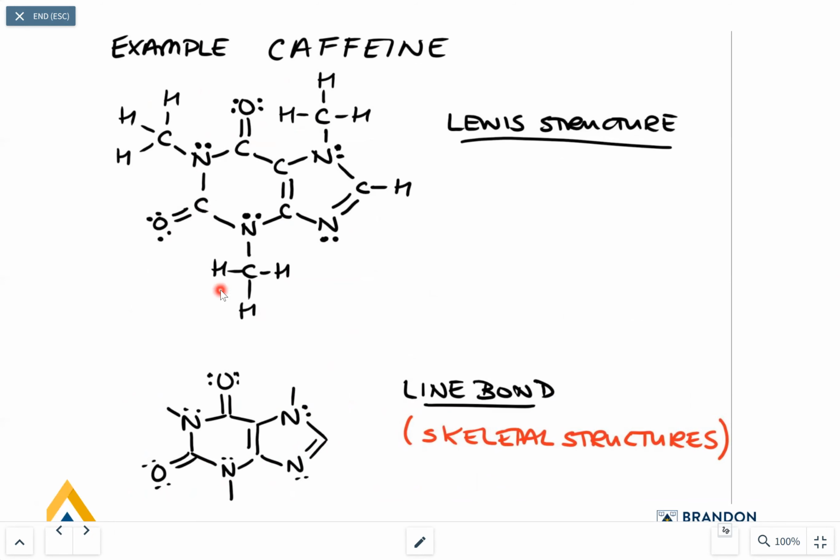And so the line bond structure, this carbon would represent this carbon here. It's bonded to a nitrogen, so you draw that. One of the things you'll notice is that every atom that isn't a carbon or a hydrogen, you draw out. You draw out the oxygens, you draw out the nitrogens. If there was a sulfur there, you draw out the sulfur. Any heteroatom, you draw out.